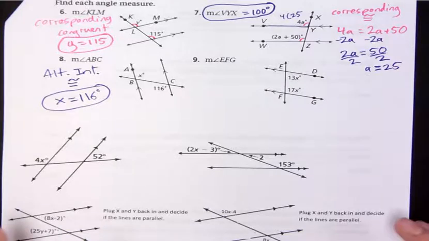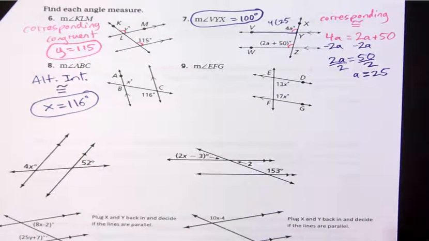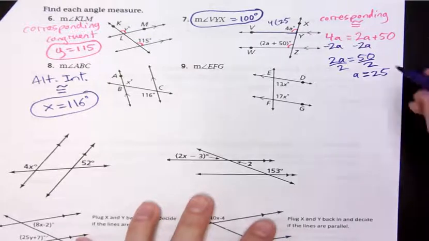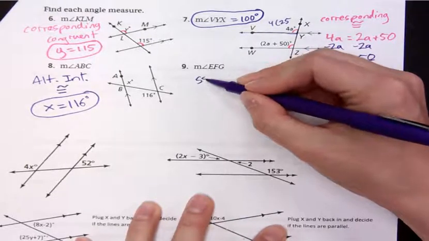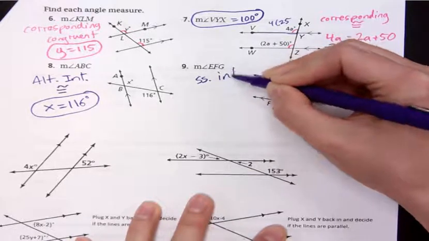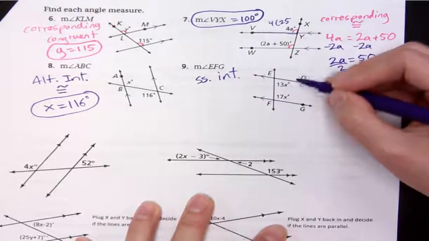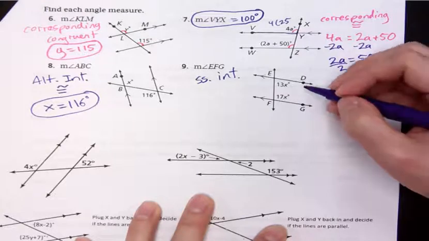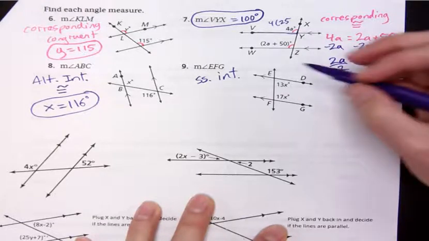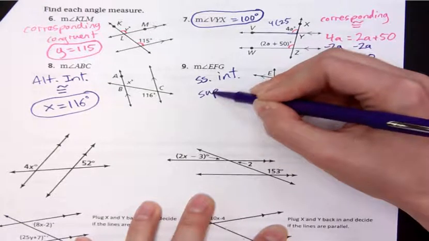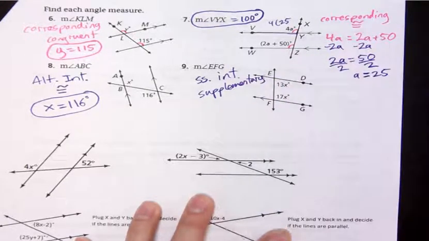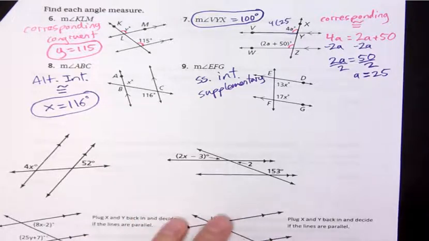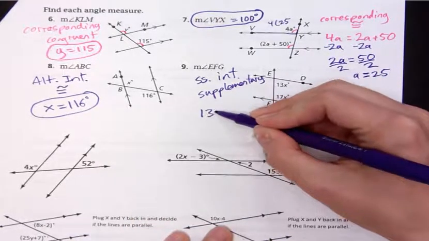All right, number 9. What type of angle pair do we have? Same side interior, right? So are they corresponding, congruent or supplementary? Supplementary. So how do I set up my equation for this? Equal 180.